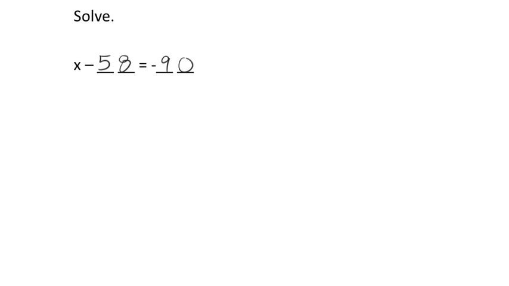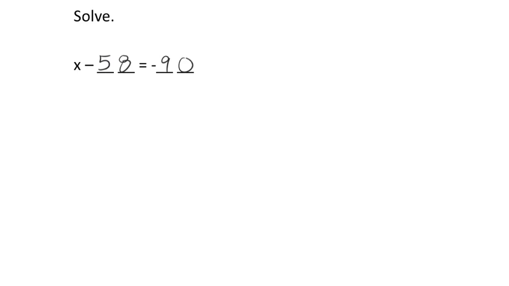So we're going to solve this problem. It says x minus 58 equals negative 90. Now, the fact that it's negative, of course, we're going to have to go back to some negative rules, and that's okay. Okay, here's how I show my work with this.